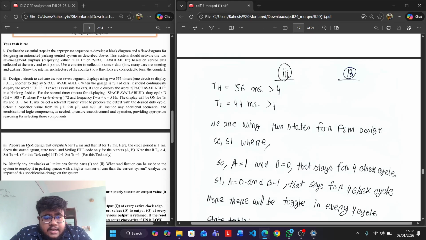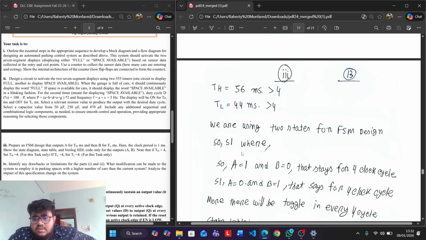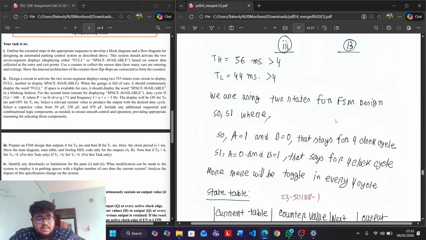So prepare an FSM design output for A and B. In question 2, we have TH as 4 ms and TL as 4 ms, with the condition that the value will always be greater than 4. We are using 2 states for the FSM design, S0 and S1.